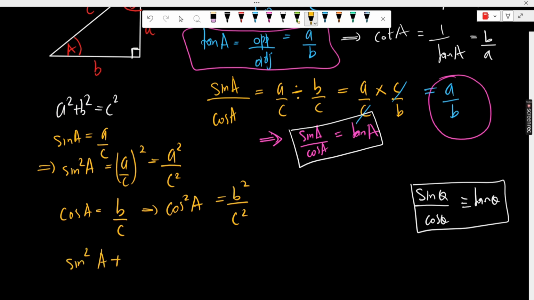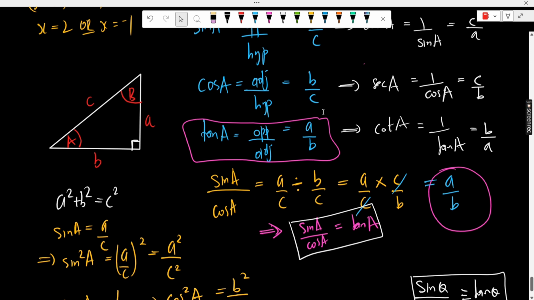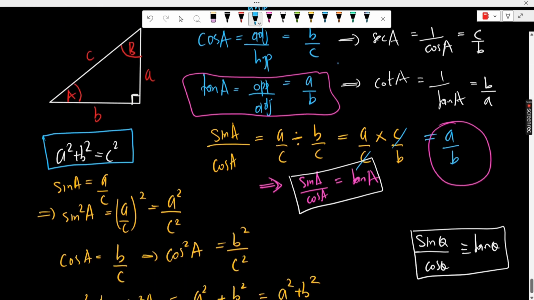Sine squared A plus cos squared A will be equal to A squared over C squared plus B squared over C squared. So here we have two fractions with the same denominator, so we can just keep the denominator and combine the numerators. And so this gives us A squared plus B squared over C squared. But of course, if we go back and look at Pythagoras' theorem, then according to Pythagoras' theorem and this right angle triangle, A squared plus B squared is actually equal to C squared.